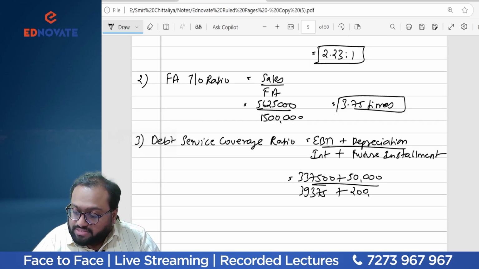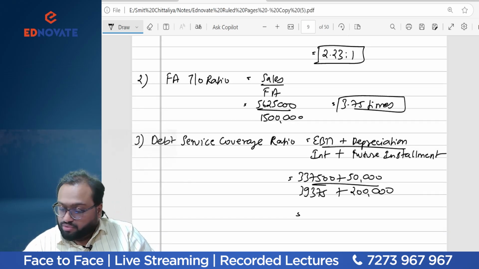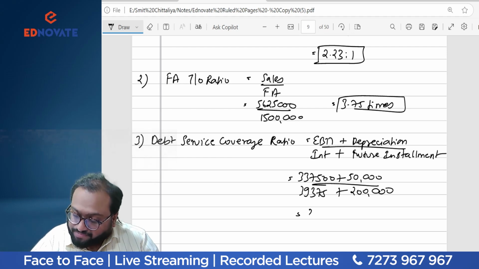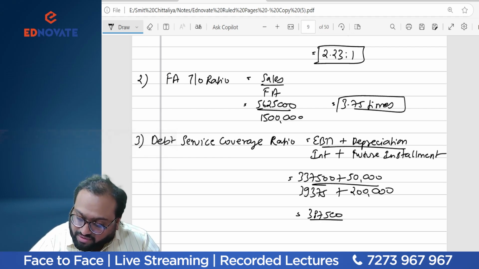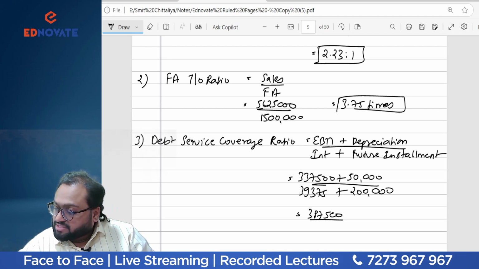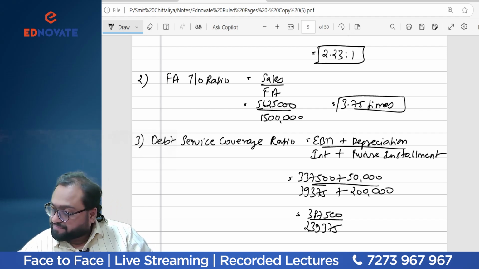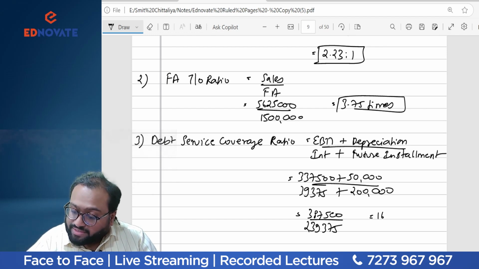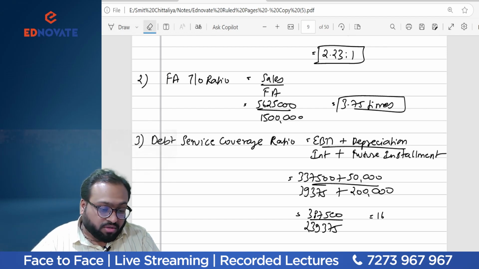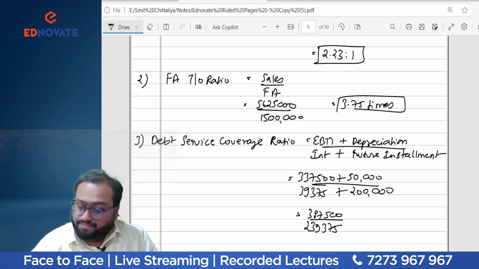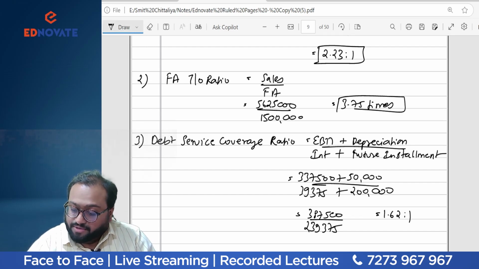So plus 2 lakhs. If we do this calculation, 3,37,500 plus 50,000 will be 3,87,500, divided by 39,375 plus 2 lakh, which will be 2,39,375. That comes to 1.62. So this will come a little different from your ICAI solution because of that error.